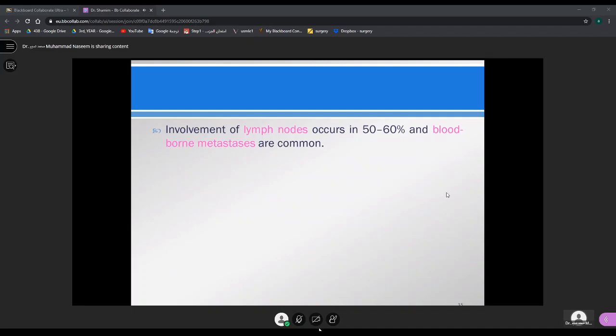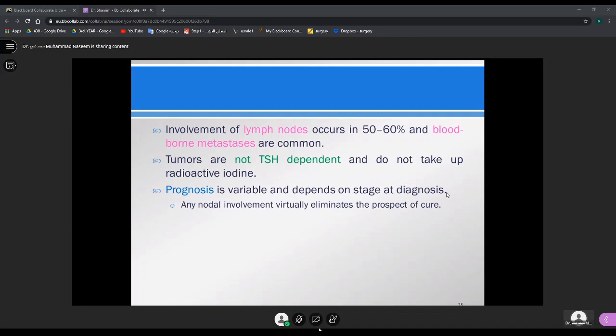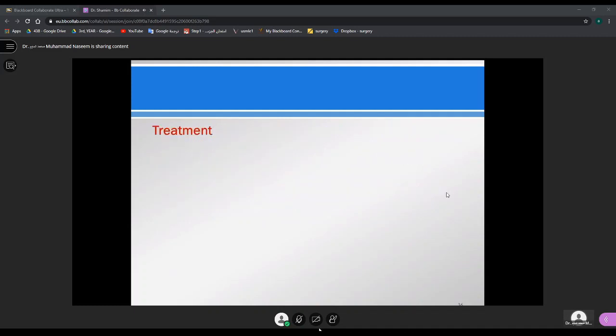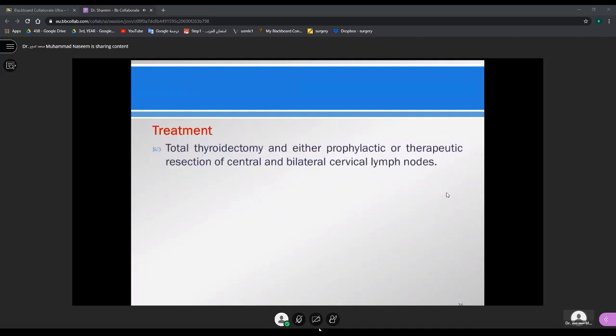Lymph nodes are involved in about 50 to 60% of cases, and blood-borne metastases are also common. These tumors are not TSH dependent, so they don't take up radioactive iodine. Prognosis is variable and depends on the stage at diagnosis. Any nodal involvement virtually eliminates the possibility of cure. Treatment is total thyroidectomy with either prophylactic or therapeutic resection of central and bilateral cervical lymph nodes.